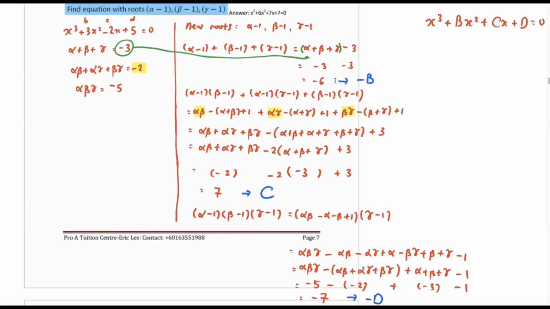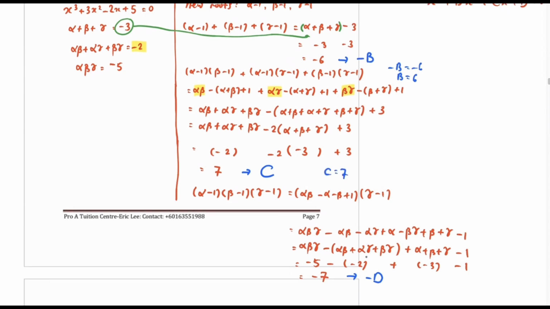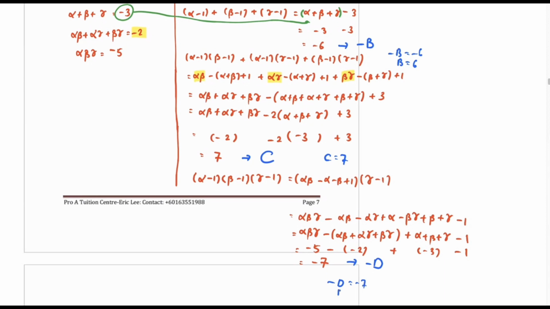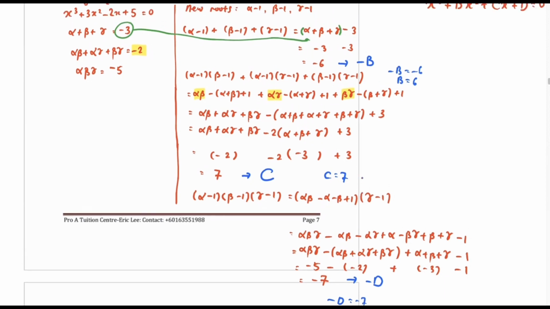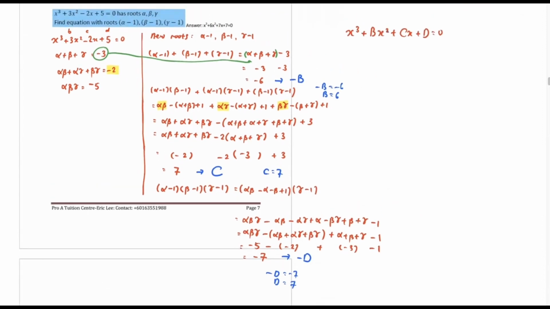So from here, we know that our b is actually, you see negative b equal to negative six, right? So b is actually six. C is seven. And here, negative d equal to negative 7, d is 7. So we have our B, C, D now. And we substitute into the equation here, then we will get the equation x cubed, b equal to 6, 6x squared, and then c equal to 7, so we have 7x, and then d equal to 7, equal to 0. Okay, so this is the equation.